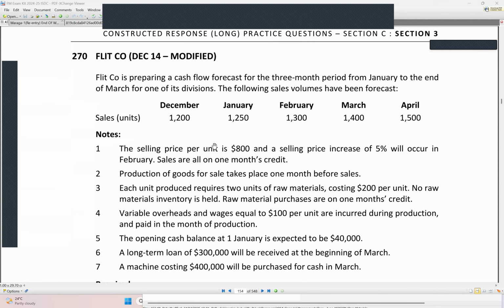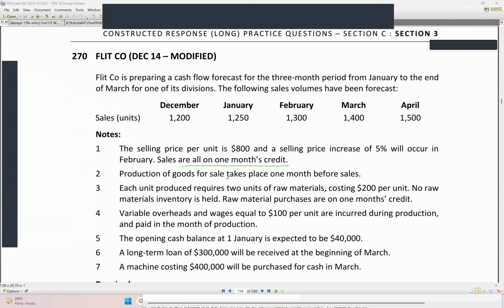So for Flit Co, they want to prepare a cash flow forecast for the 3-month period from January to the end of March for one of the divisions. And this is what they have as sales volume. Then the selling price per unit is 800. A selling price increase of 5% will occur in February, and sales are on 1 month's credit.